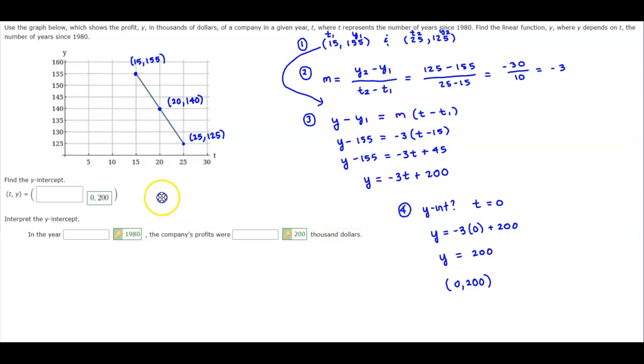So what does that mean? Well, that means that 0 represents 1980, and 200 represents the profits, which is $200,000. We got that from the question, because it says the number of years since 1980. So to interpret the y-intercept, we can say that in the year 1980, the company's profits were $200,000.